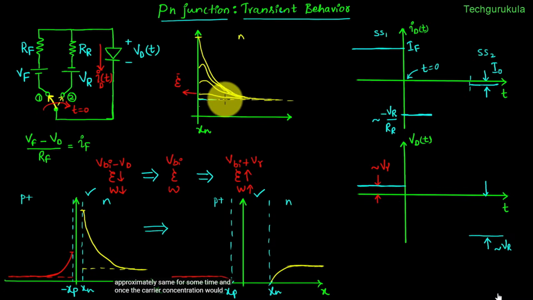And once the carrier concentration would reach this level, that is when basically the diode has come to equilibrium state. In that situation, the potential across the depletion region would be just VBI, which means the potential difference across the PN junction diode as such would be zero, which means VD would be zero. So I'll represent that here. In terms of potential, at this point, potential would be zero.